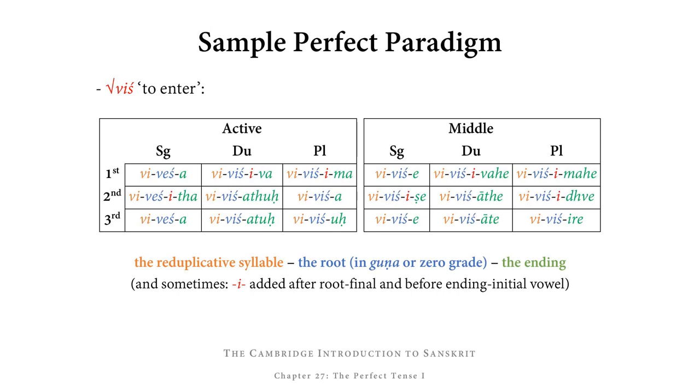Then in the middle we have the weak stem throughout, the weak stem consisting of the reduplicative syllable and the verbal root in zero grade. And as before, the middle has endings that are separate from those of the active. So we have wiwishe, wiwishishe, wiwishe, wiwishivahe, wiwishate, wiwishate, wiwishimahe, wiwishidhve, and wiwishire. Again, new endings that we will have to memorize, and again in front of endings that begin with a consonant, and in this case after a root that ends in a consonant we have this vowel I appearing.